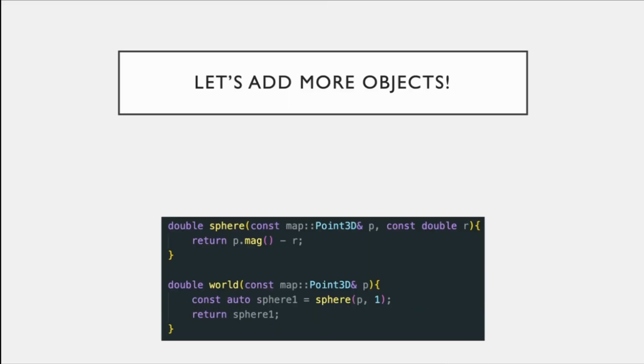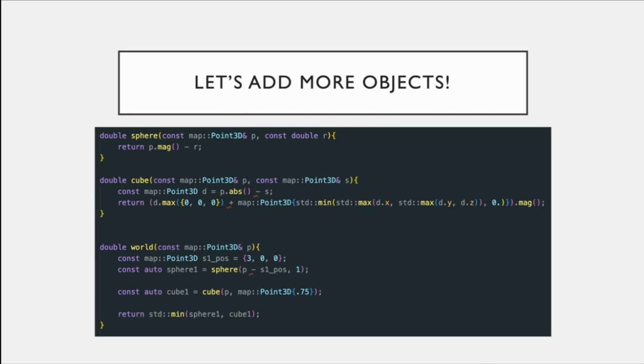Okay. Let's add more objects. In this case, a square or a cube. It's a lot more involved, a lot more math, but the idea is the same. You just calculate the distance from yourself to that cube, right? And so I'm getting the cube distance, I'm getting the sphere distance, and I'm taking the minimum of these as the return value of my world.